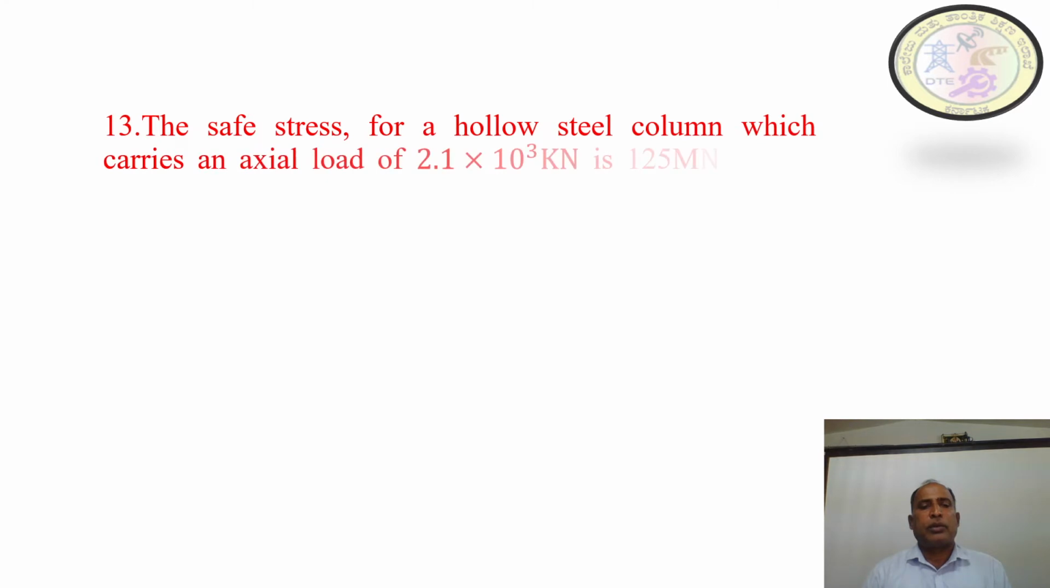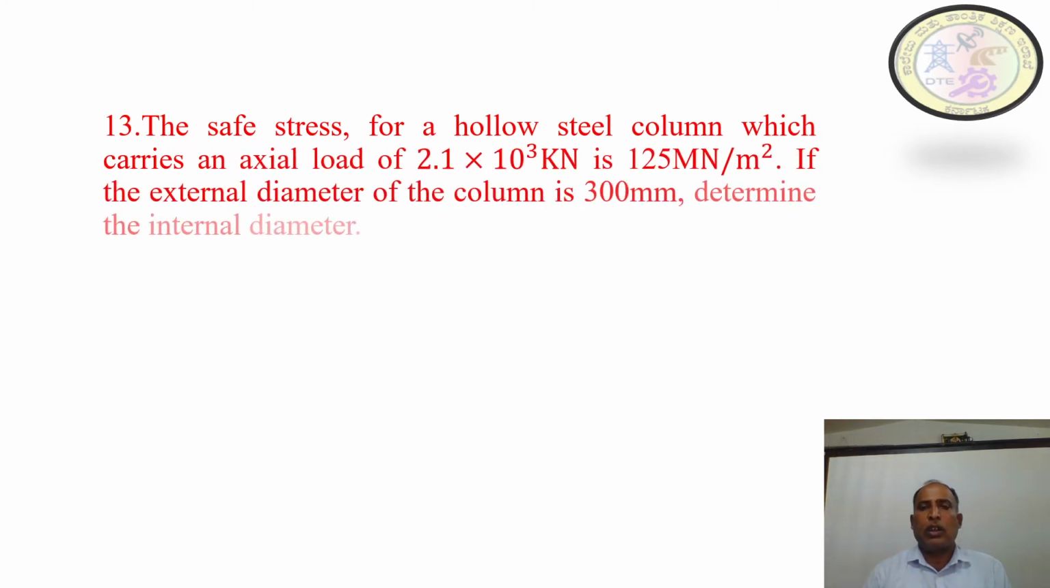The first problem of today's session: the safe stress for a hollow steel column which carries an axial load of 2.1 into 10 raised to 3 kilonewton is 125 meganewton per meter square. If the external diameter of the column is 300 mm, then determine the internal diameter.